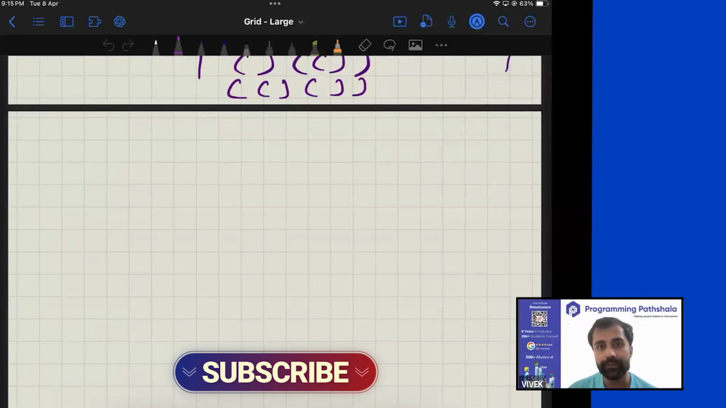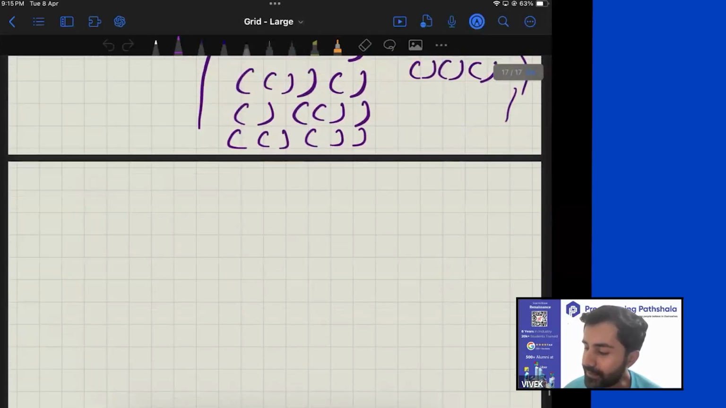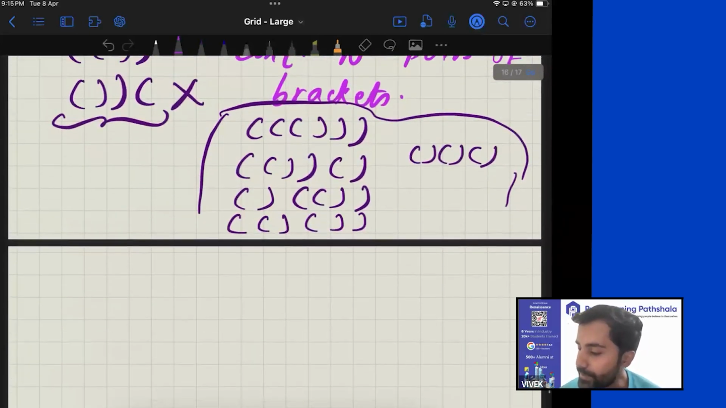Different people come up with different logic. A lot of you are suggesting that the nature of balanced parenthesis is such that as many opening braces as you have, that many closing braces you have. So let's say you have one, two, and three opening braces. That means you will have three closing braces also. That is one thing, but that is not enough.